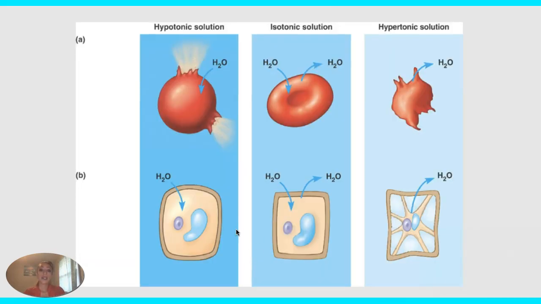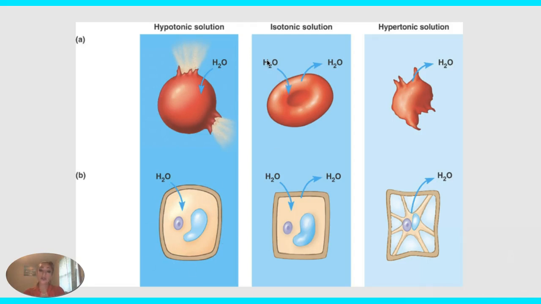This is the comparison, so you can look at animal cells and plant cells at the same time when trying to understand tonicity, okay? So right here, if you put the red blood cell in a hypotonic solution, it will eventually burst because water is going inside. Same thing right here with the plant cell. If you put it in a hypotonic solution, water is going inside, but it never bursts because you have the cell wall protecting it from bursting.